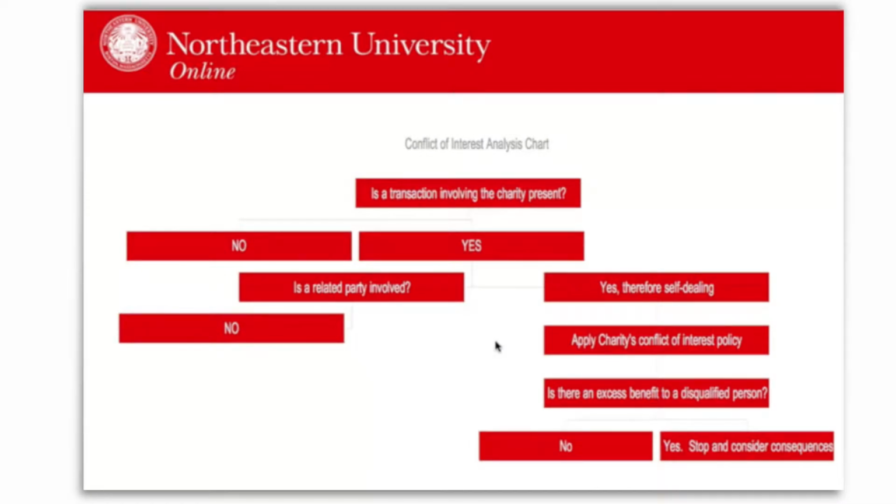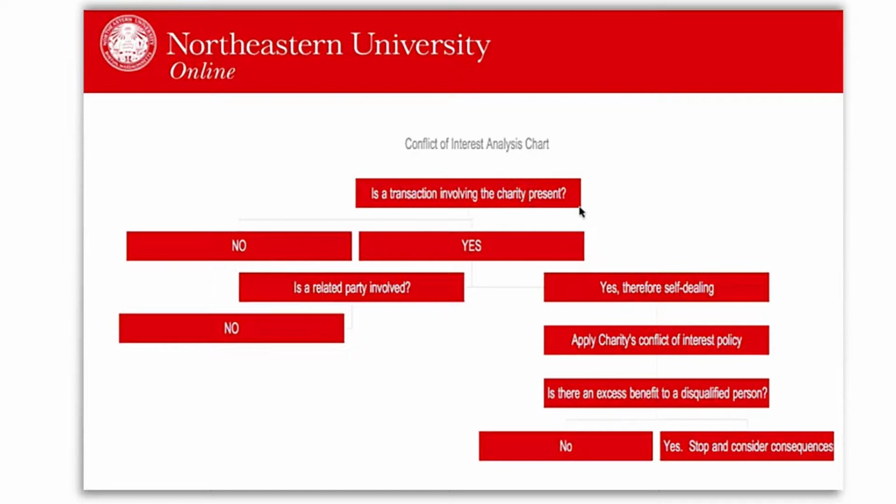I've developed this conflict of interest analysis chart to help students go through the process of identifying a conflict of interest. So the first thing we're going to look at is any transaction that has economic benefit to the charity or the other party. Primarily, those transactions fall into two categories. One is a charity conducting business with another party, an outside organization, whether it's an individual or a company. And the other transaction that's pretty common in this situation would be the charity hiring someone.